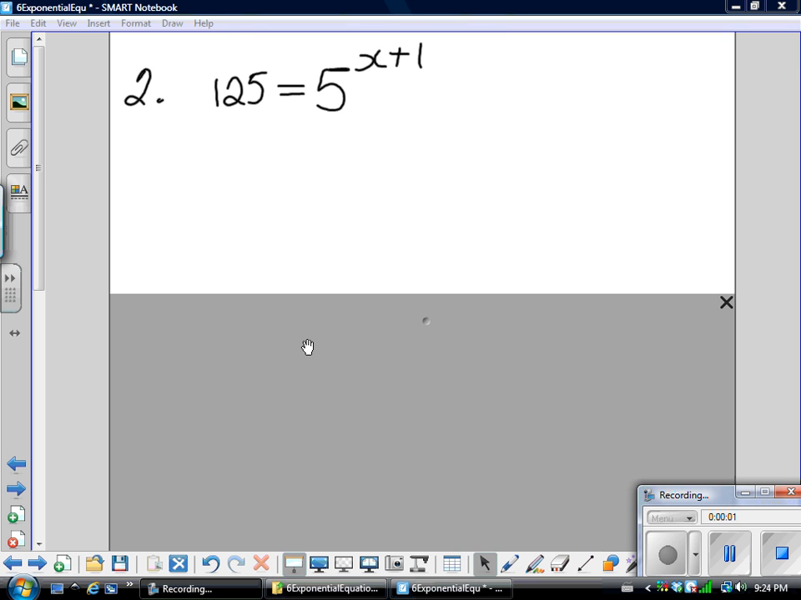Another example, and in this example too, you can see that the bases are not the same. One's 125, the other one's 5. So remember I said it's usually easier to change the larger base to the smaller one. So I want to change 125 so it is something to the power of 5.